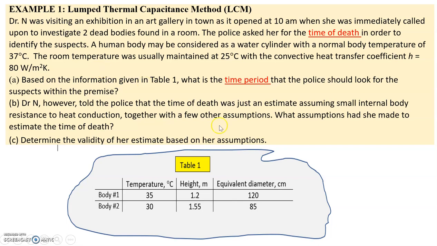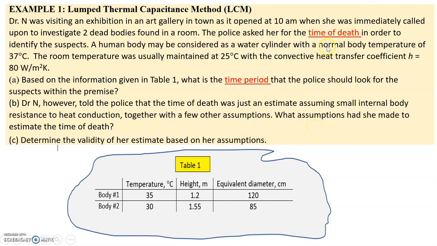Based on the information given in Table 1, what is the time period that the police should look for the suspects within the premise? Dr. N is supposed to assist. However, Dr. N informed the police that the time of death was just an estimate assuming small internal body resistance to heat conduction together with a few other assumptions. What assumptions had she made to estimate the time of death? Finally, determine the validity of Dr. N's estimate based on her assumptions.